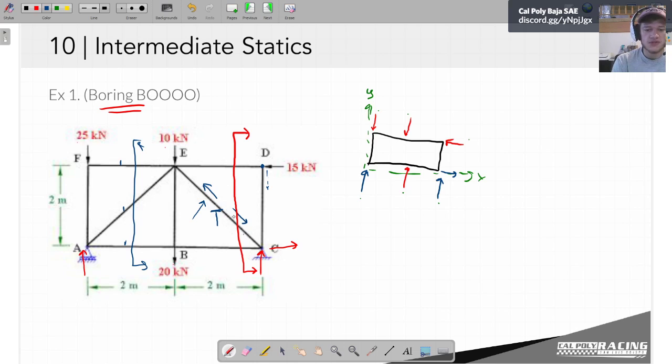The second thing you'll notice is that I cut all the way through the body. So I didn't just make some cut through this member here. In order for the method of sections to work, you have to cut straight through the body. You have to enter it on one side and leave it on the other side.